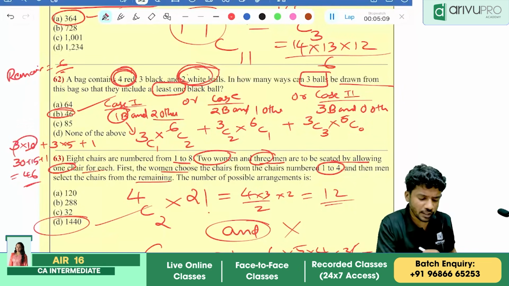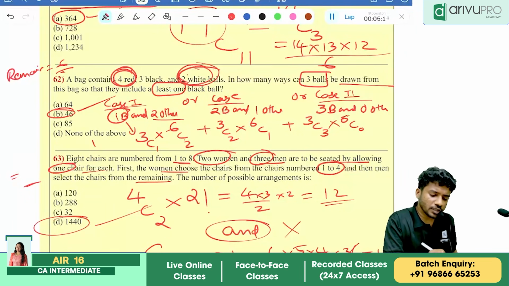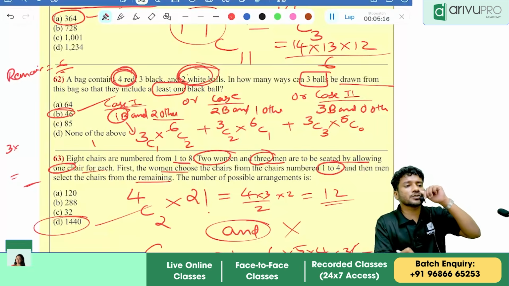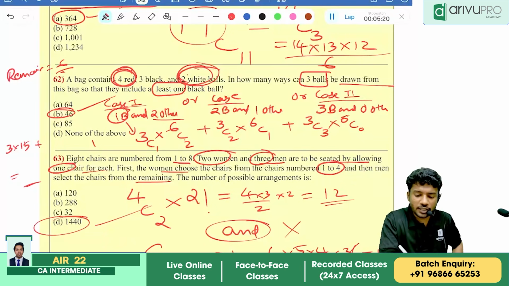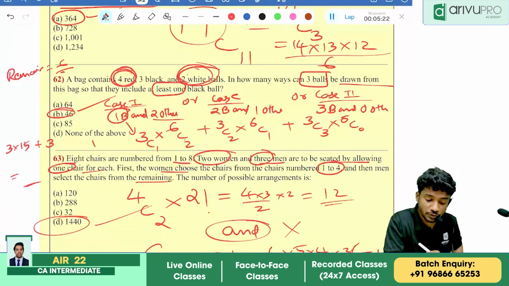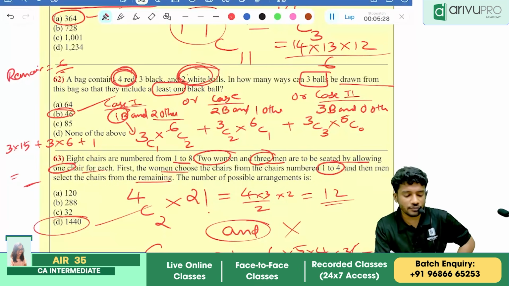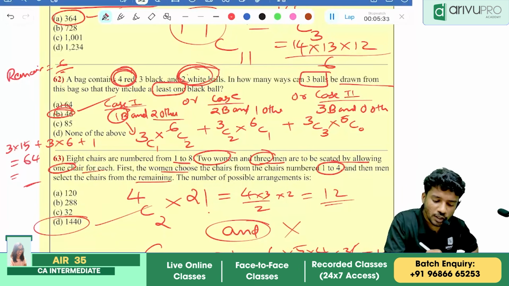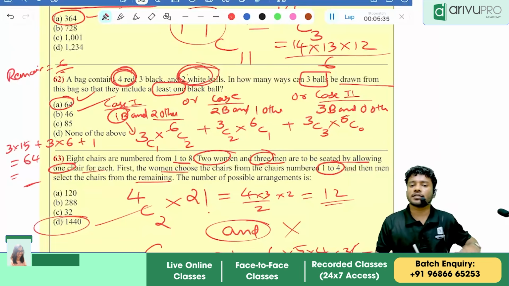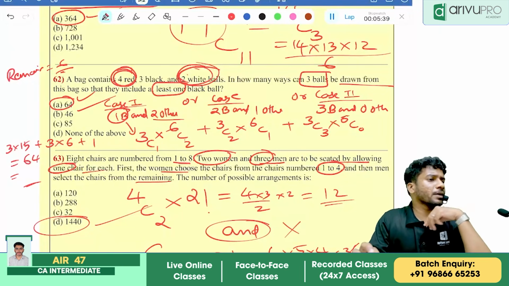Now, people, tell me the answer. 3 into 6C2 is how much? 6C2 is 6 into 5 divided by 2, that is 15. Plus 3 into 3C2, 3C2 is 3 itself, so 3 into 6. Plus finally 1. How much is the answer? 45 plus 18 plus 1. The answer is equal to 64. Option E is the answer. Okay, we did a mistake over there. Okay, fine.